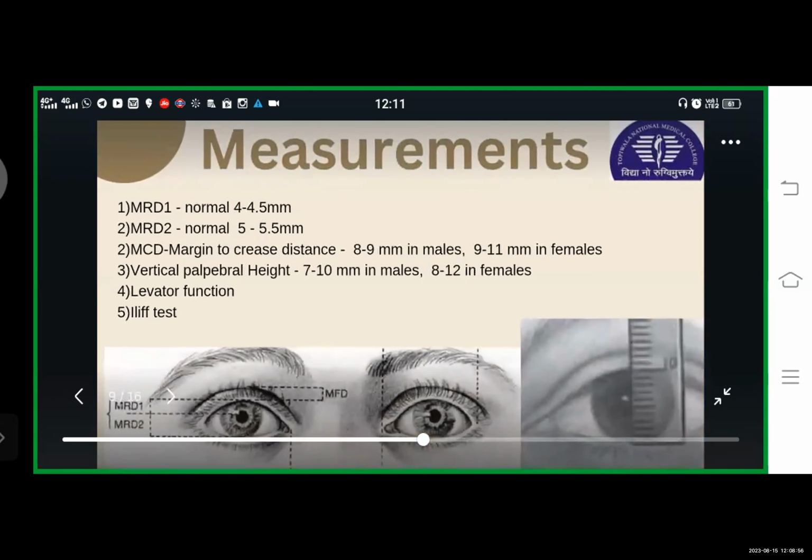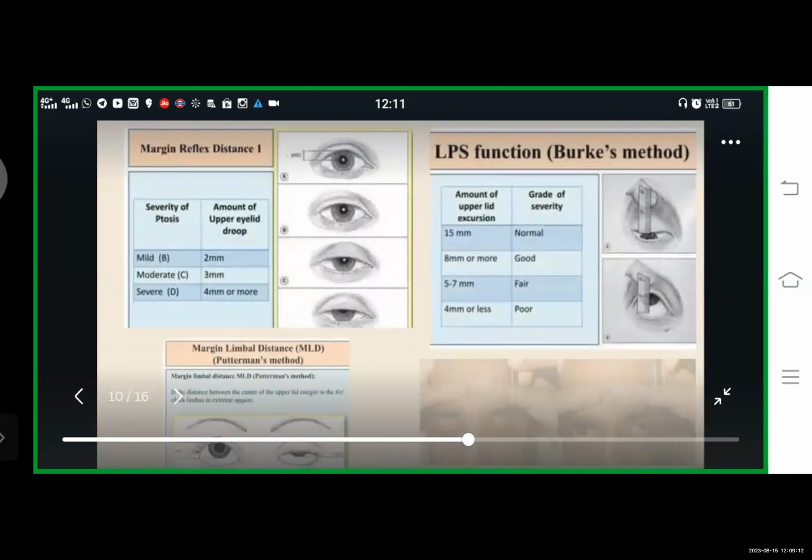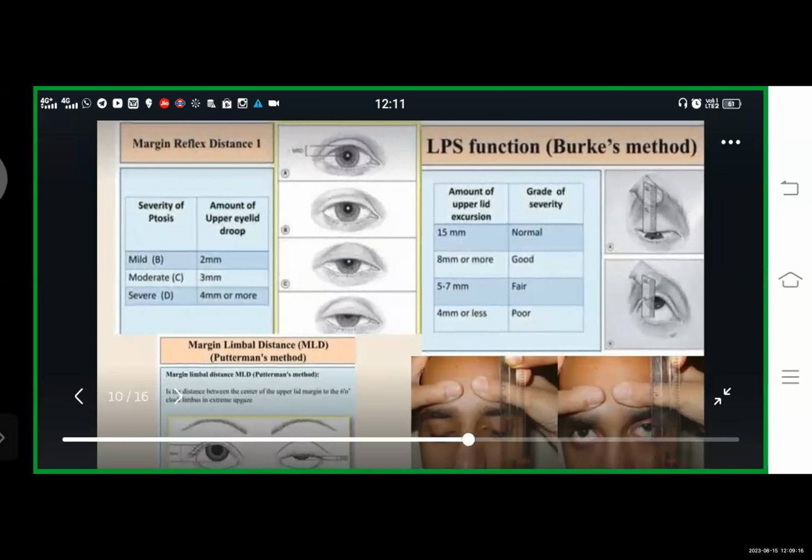For the measurements, we need to measure the vertical palpebral height. We then measure the MRD1, the marginal reflex distance, which is the distance between the upper eyelid margin and the corneal reflex. The MRD2 is the distance between the corneal reflex and the lower eyelid. For the levator function test, we need to block the frontalis muscle and then ask the patient to look down and then look up. It can be divided into normal, good, fair, and poor.